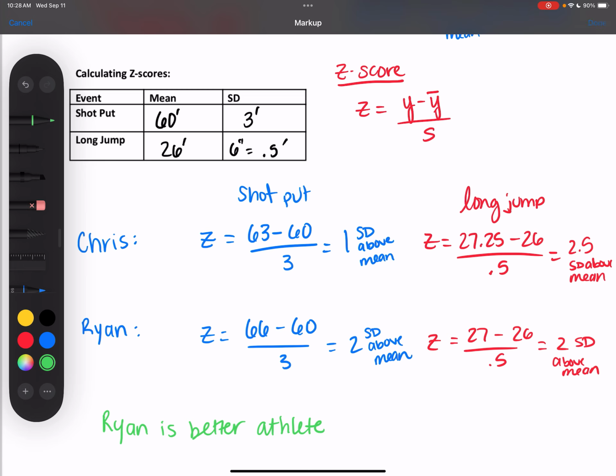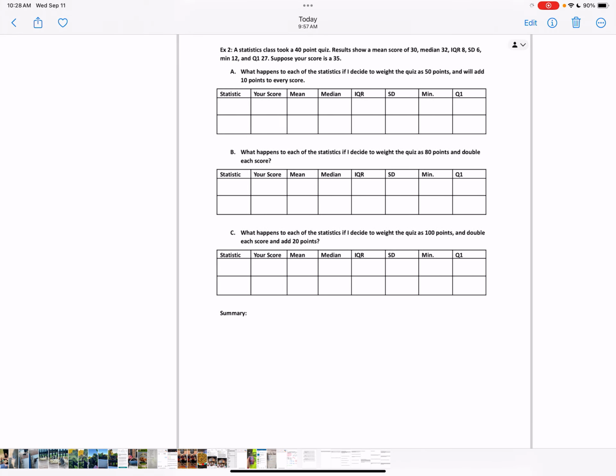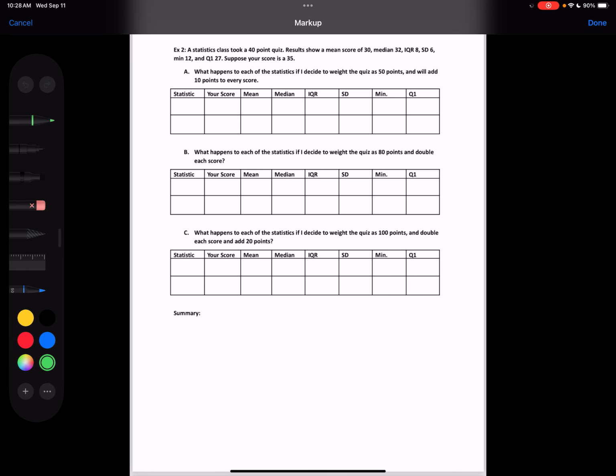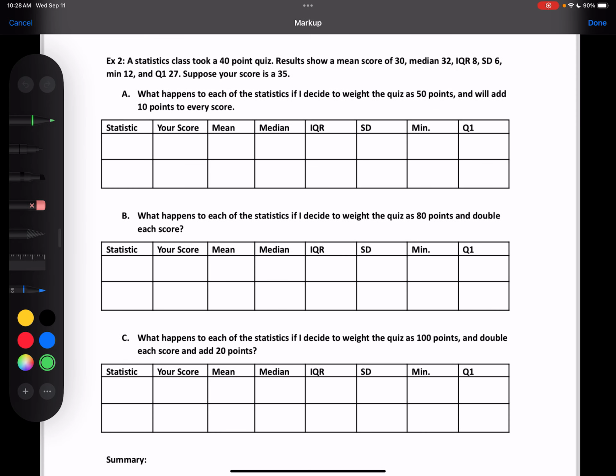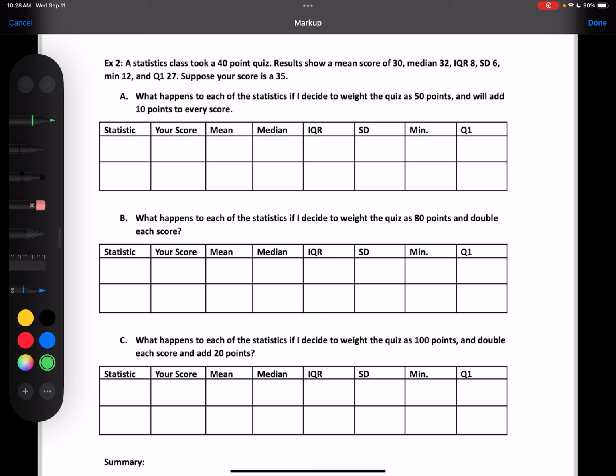All right, next page. A statistics class took a 40-point quiz. Results show a mean score of 30, a median of 32, an IQR of 8, a standard deviation of 6, a min of 12, a Q1 of 27. Suppose your score is a 35. What happens to each of the statistics if I decide to weight the quiz as 50 points and we'll add 10 points to every score?